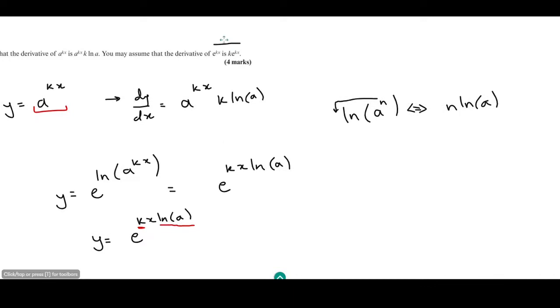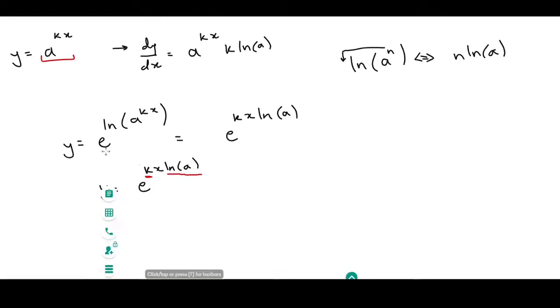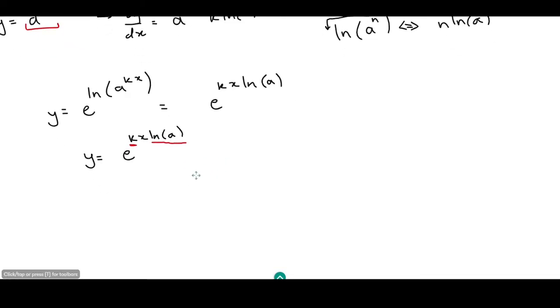It's a bit confusing here. They've used a k and we need to use a k as well. But once you identify that k ln of a is the constant, we can see that the derivative of this would be k ln of a times e to the kx ln of a.